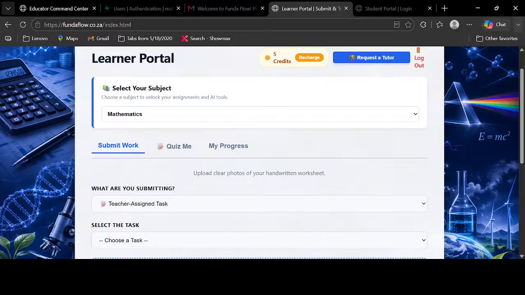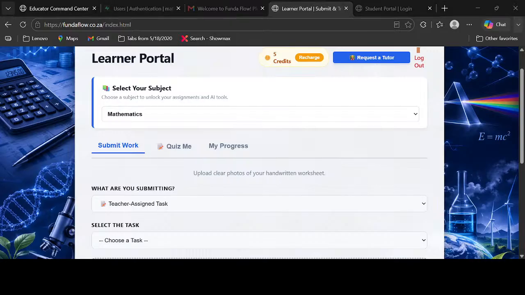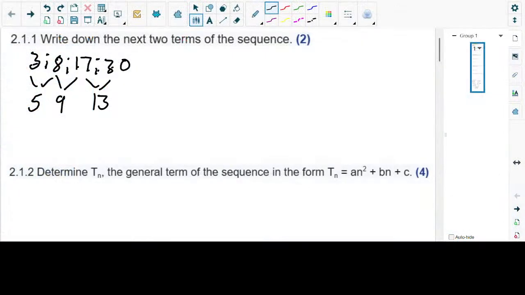Let's go back and finish it up. It just gave us an idea that we need to get the second difference, which we already spoke about. Remember, we're trying to show you how to use the app. So we have 5 again, and then the next one is 9. So 9 minus 5 is 4. Then 13 minus 9 is 4. Now you can already see the second difference.